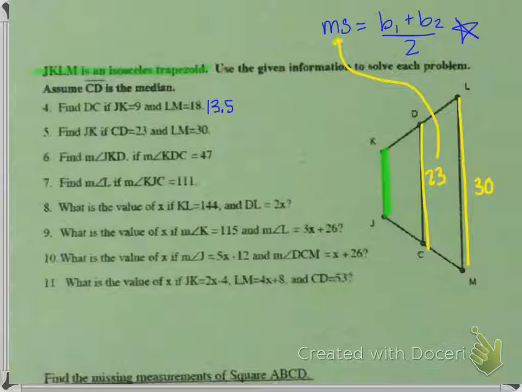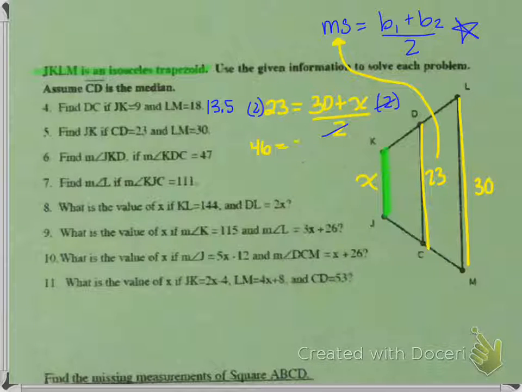So this is going to go in the beginning of the formula. So I get 23 equals base 1, let's call base 1 30, plus base 2, let's call the missing base x, divided by 2. Okay. Now, to solve this problem, I'm going to multiply by 2 on both sides. Those 2's cancel. So now I get 46 equals 30 plus x. And now I can just subtract 30. So I get x equals 16. So that's the length of side JK.